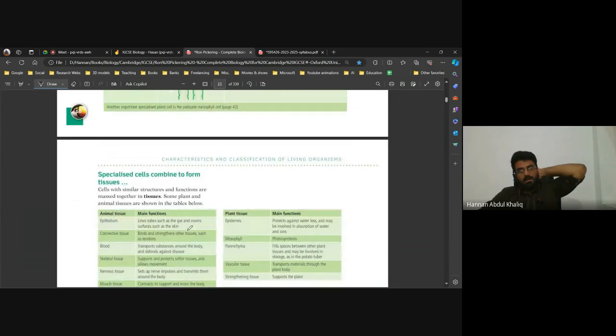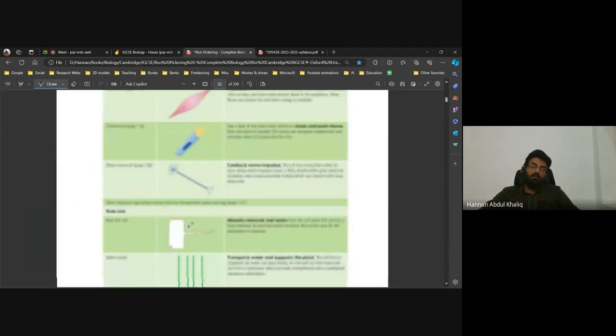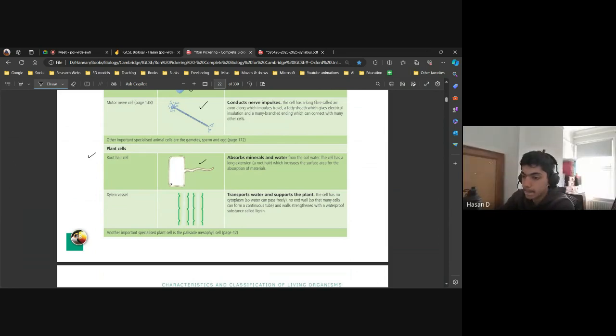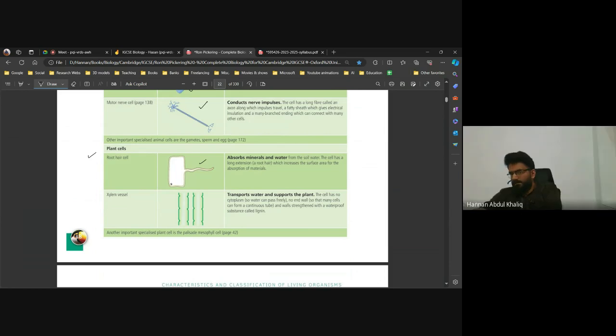So these cells are very much specific. Let's have a small idea starting from the plant cell. Have you seen the root hairs ever? Root hair cell. I haven't seen it, but I've heard of it. If you search on Google, you can find the root hair cells. Very tiny, very small.